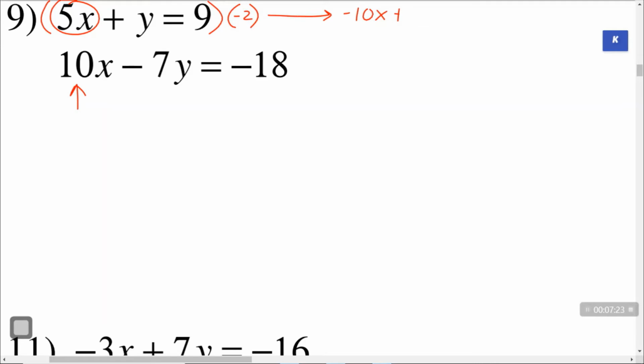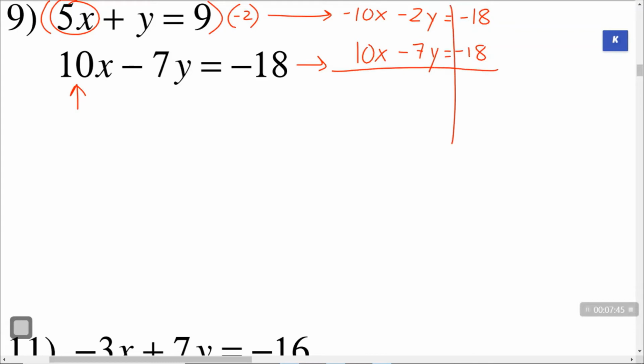Plus, negative 2 times y is actually going to give me a minus 2y. And 9 times negative 2 is going to give me a negative 18. All right, the bottom I didn't have to change because, notice, the 10x terms are exact opposites. Negative 7y equals negative 18. And now I can line up my equal signs. I can eliminate my x's because they're exact opposites, giving me negative 9y equals negative 36. Divide by negative 9, y equals 4. Now with that done, I can plug it back into either of the originals.